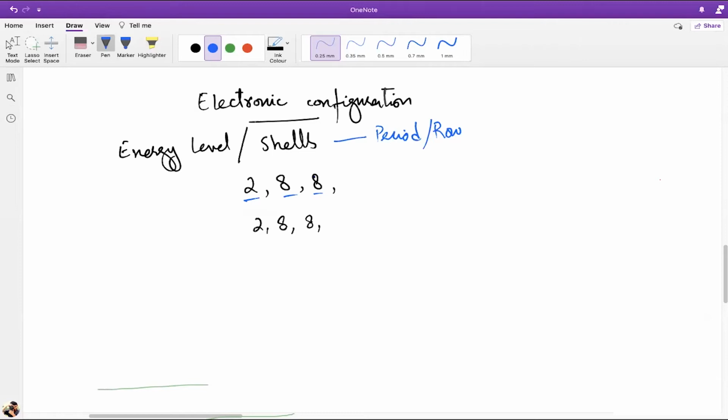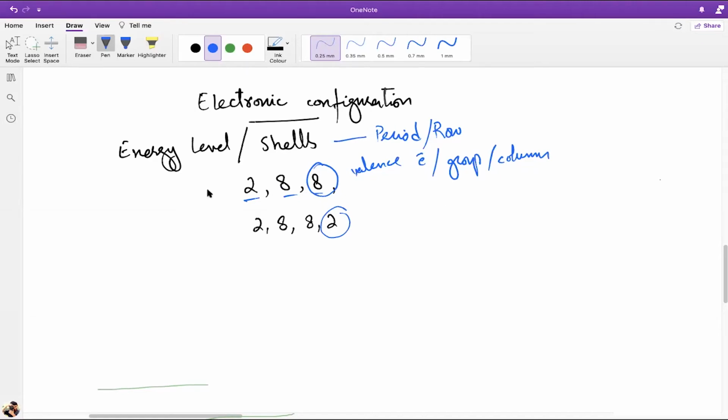Now the last shell, as I told you, is special. For example, in this case, let's suppose we have this one. So this is the last one. In this one, this is the last one. And these are called valence electrons. And valence electrons tell us the group number of things in the periodic table. Group is basically the column. Okay, so from top to bottom, vertical lines.